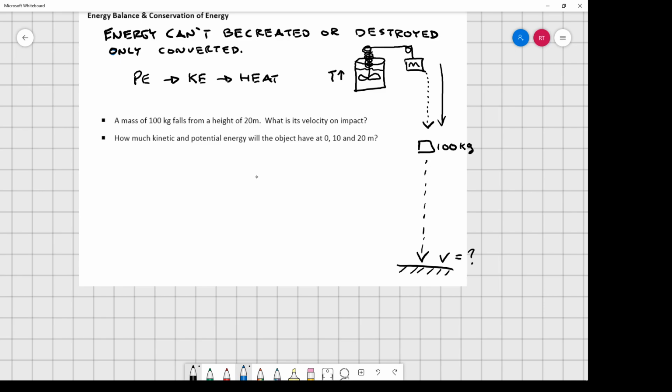I'm going to assign some points. I'm going to call this point number 1. I'll call this point number 2, which means that PE1 plus KE1 has to equal PE2 plus KE2. At the top, point number 1, I'm starting from rest, so KE is 0. At the bottom, I don't have any potential energy left, so that is 0. So PE1 is going to be equal to KE2. mgh1 is equal to 1/2 mv squared, that would be v2. Same situation, my masses cancel out.